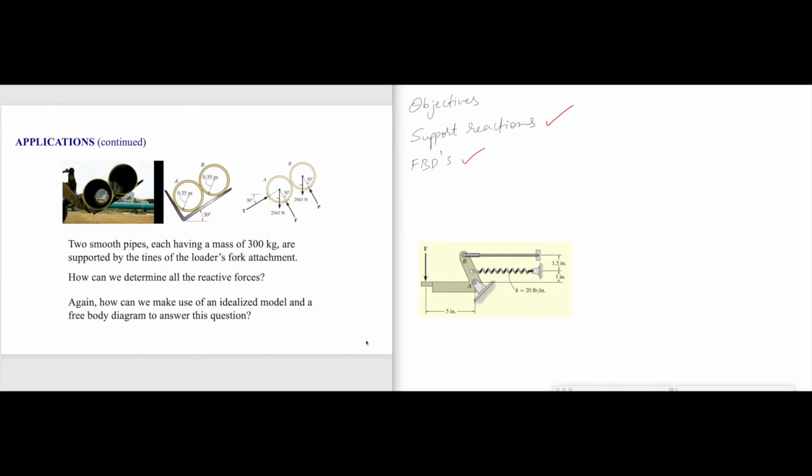So in the picture that's shown here, there are two smooth pipes, pipe A and pipe B. If you remember, I asked you to draw a free body diagram of two pipes as a single entity, which is given on the right here. But we can also draw two separate free body diagrams for the pipe A and pipe B. If we were to do that, we will see something like this.